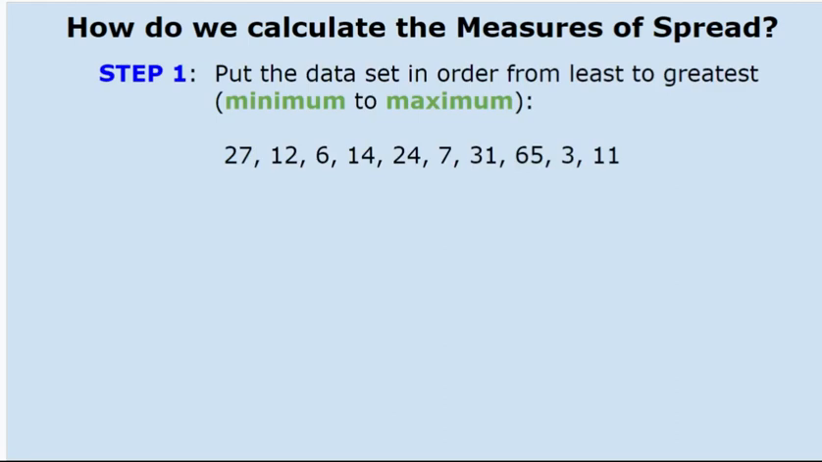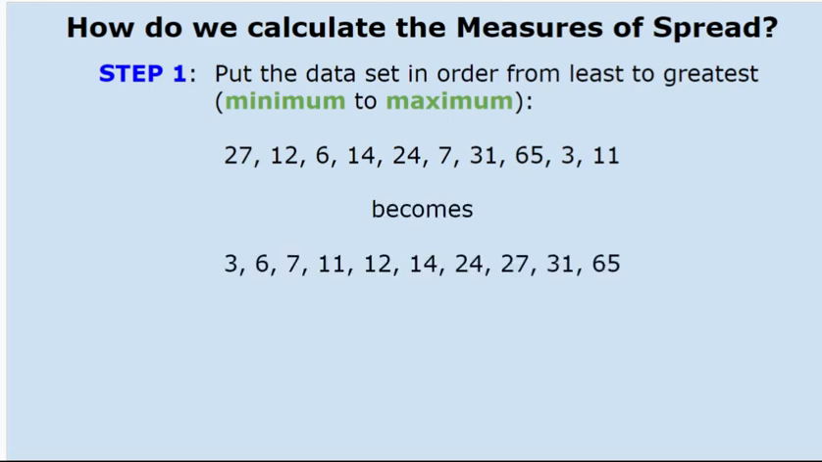Well, in step number 1, we have to put the data set in order from least to greatest, or from minimum to maximum. You can see here we have 10 values that make up our data set. But these 10 values are not in order, so that's what we need to do first. And when we do, that data set becomes this. We now see that all 10 values are in order from least to greatest.